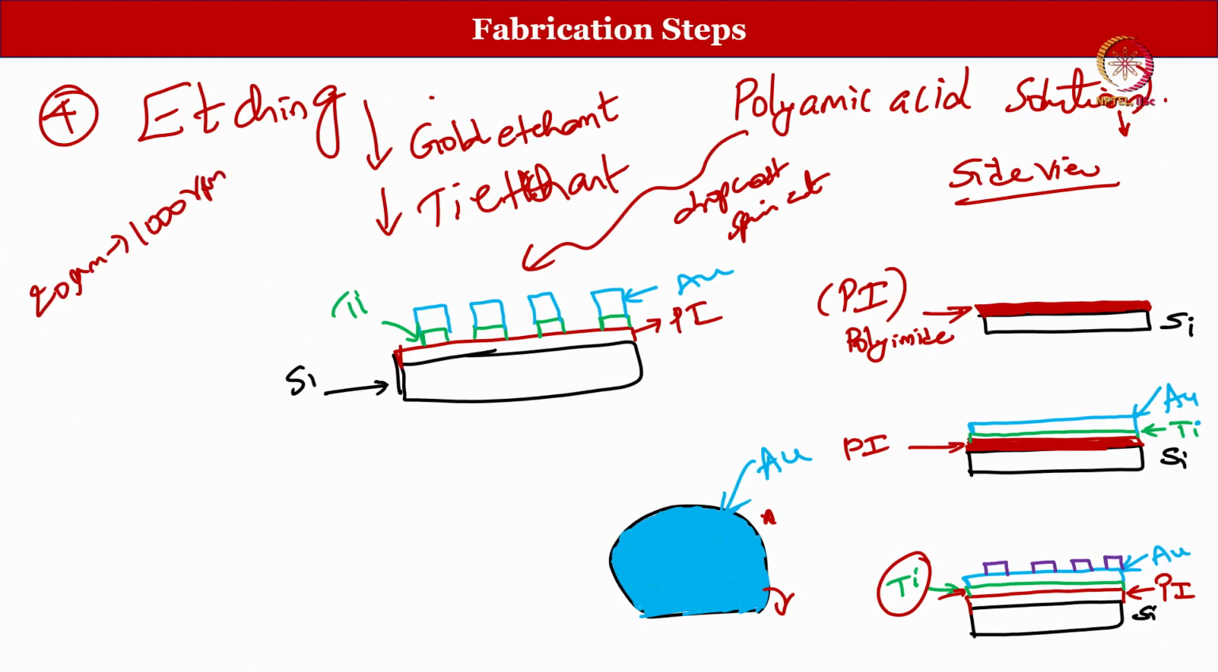This is an intuitive question for you. For 5 micrometer thick, what should be the speed, what will be the rotation speed? Is it more than 1000 or less than 1000? You think about it. I will not disclose it.